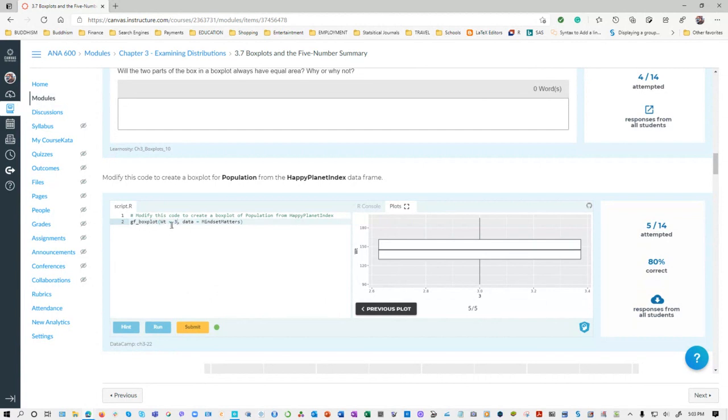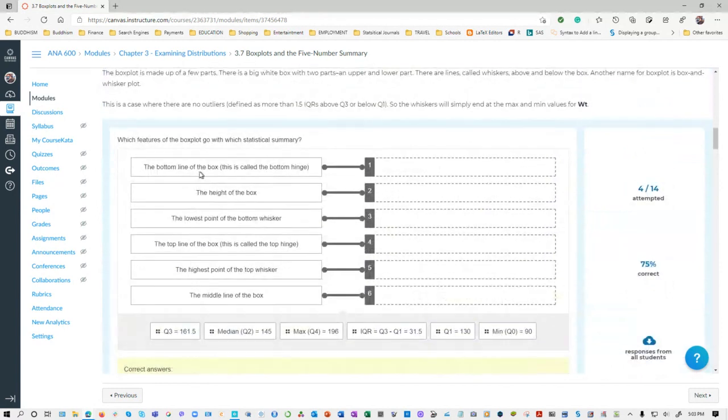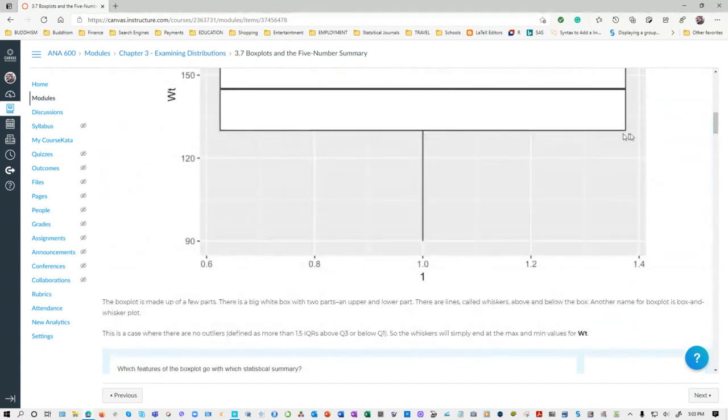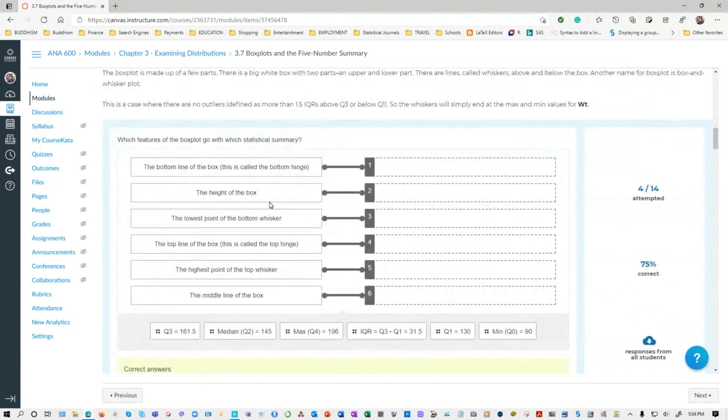So when you draw your box plot, don't worry about the length. The height has a meaning. That is the difference between Q3 and Q1. So this is the bottom line of the box. This is called the bottom hinge, or the lower hinge, okay?